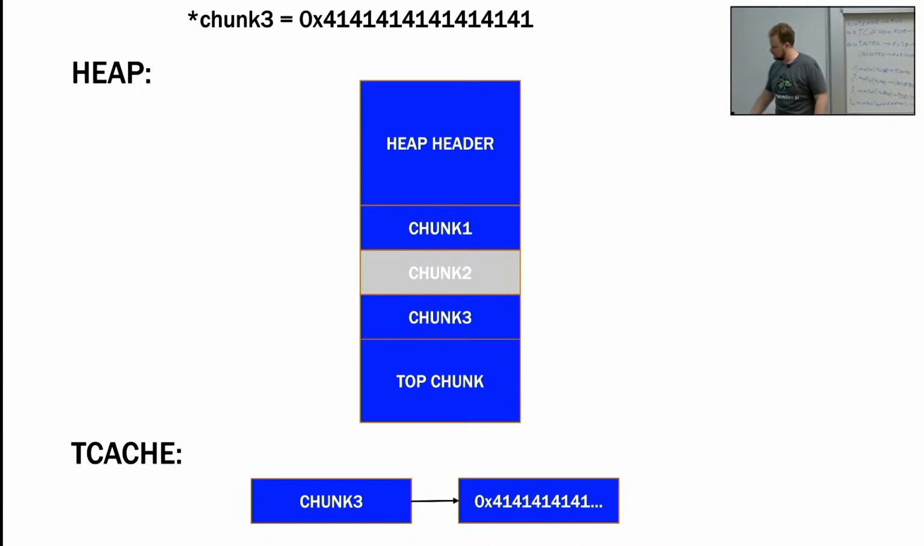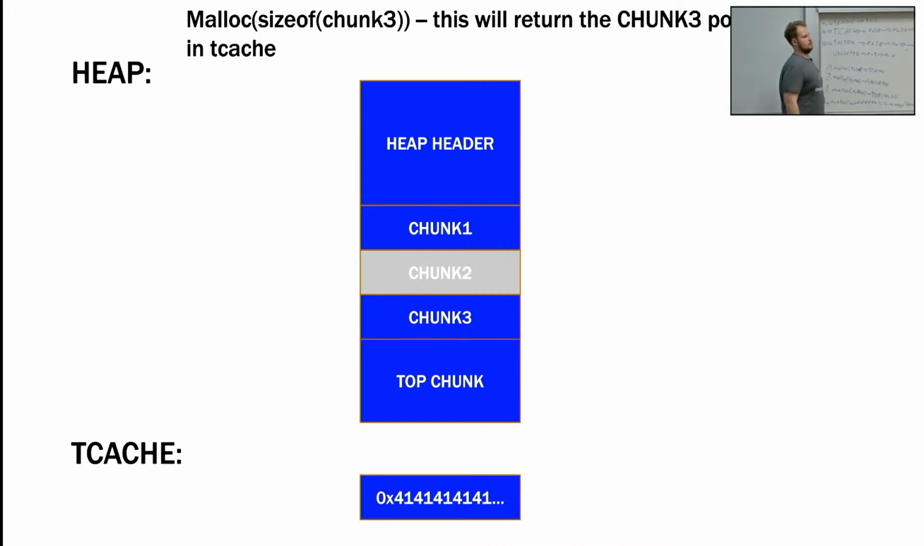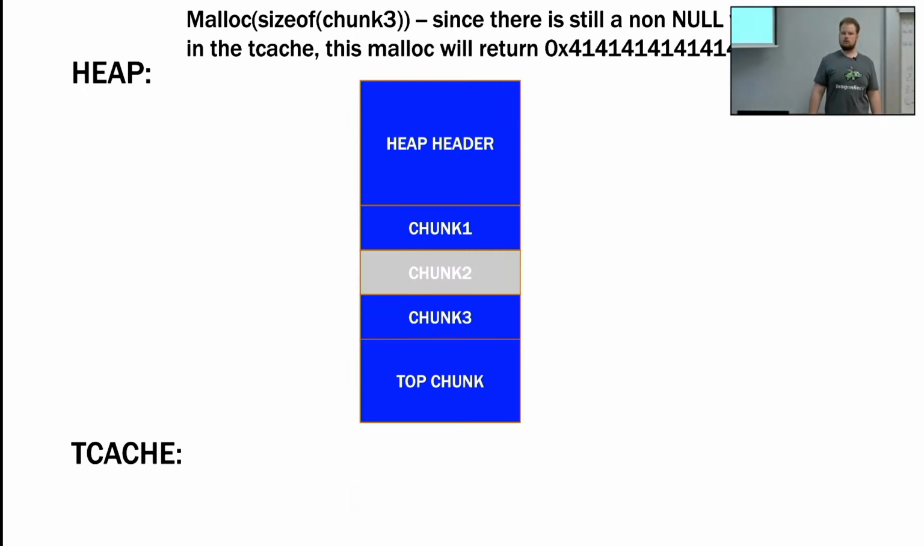Okay. And now we malloc again. Malloc goes into tcache. It sees there's a valid pointer in the tcache. The chunk 3 gets malloced again. And then this happens. Since we put a non-null value in the tcache linked list, malloc will think it's a pointer and it will return it. But in this case, this would crash.